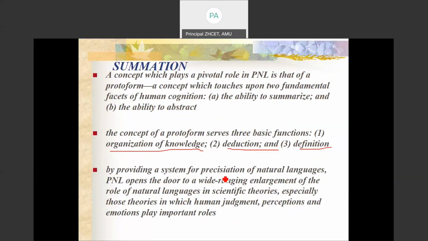Now, by providing a system for precisiation of natural languages, PNL opens the door to a wide-ranging enlargement of the role of natural languages in scientific theories, especially those theories in which human judgment, perceptions, and emotions play important roles. Because I can have fuzzy words there, probably, possibly, approximately, those kinds of words, which are so very natural in human speech. We all use all those words so very frequently, right?